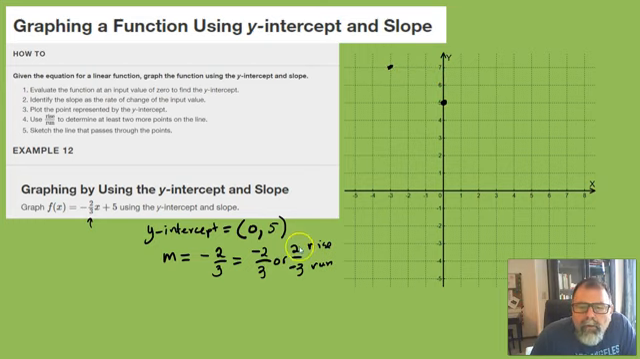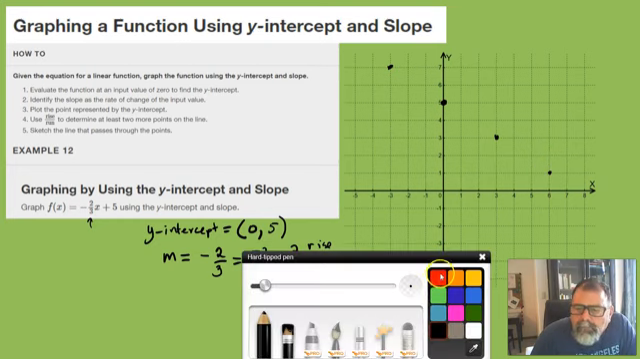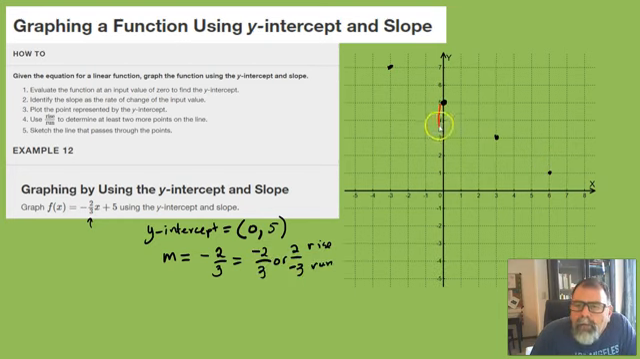Right? So I was using this one. Or I can do down 2, -2, and then right 3. Down 2, right 3. Okay. So again, if I go down 2, that's my rise, which is actually going down, and then my run equals 3. So down 2, right 3.